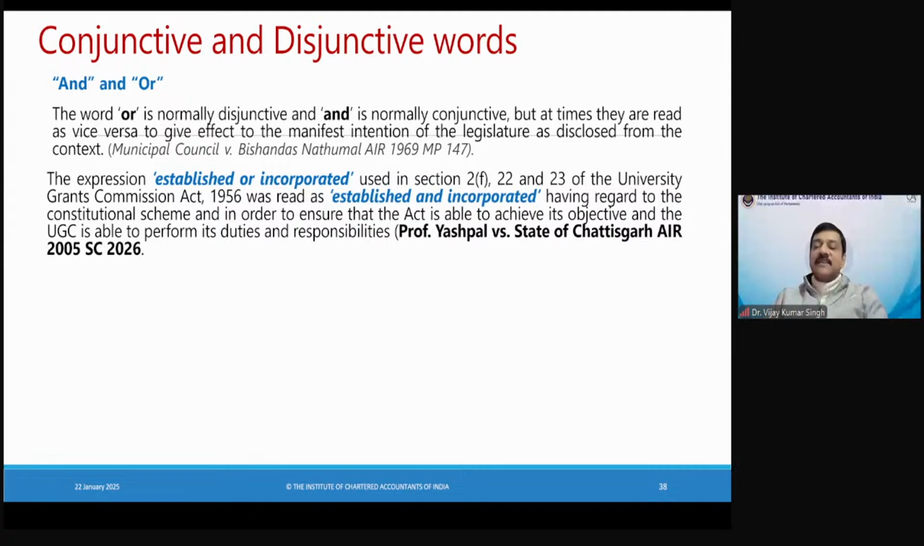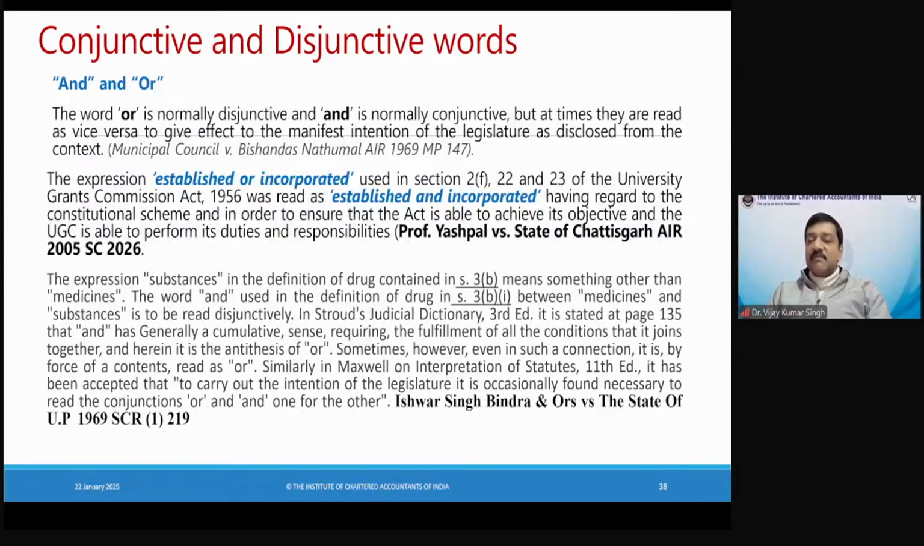So this Professor Yashpal case talks about that. Second case is about Ishwar Singh Bindra versus State of UP. Now in this case, the expression "substances" in the definition of drug contained in section 3(b) meant something other than medicines. And here the word "and" used in the definition of the drug between medicines and substances is to be read disjunctively. Here they said medicines and substances cannot be read together. It has to be read differently, and they used the word "or" instead of "and".